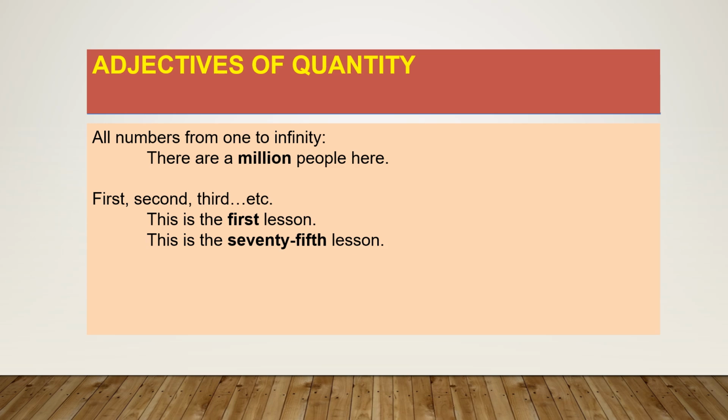This is the first lesson. Lesson is the noun. First is a number which qualifies lesson. You can also say this is the 75th lesson, because all numbers, in both the forms, one or first, are all adjectives of quantity. So you say lesson 75th, hyphenated, you can see a small dash, and that is an adjective which consists of two words, 70 and fifth.